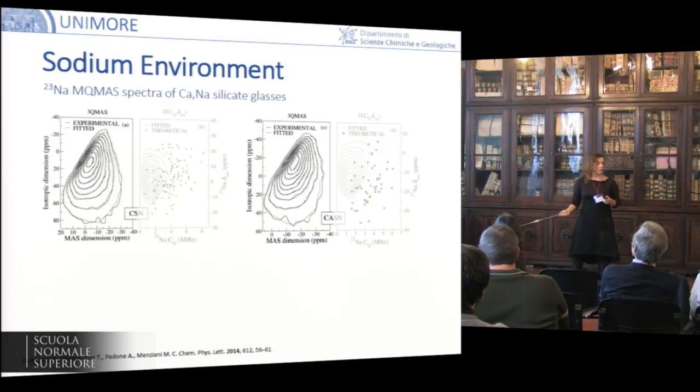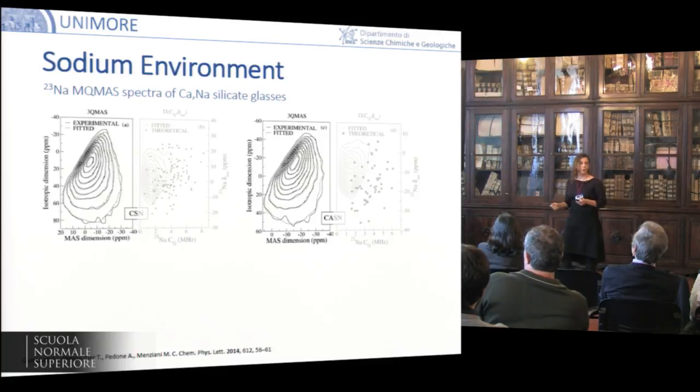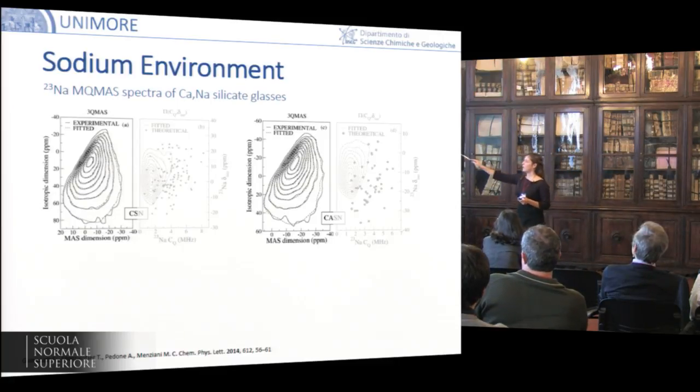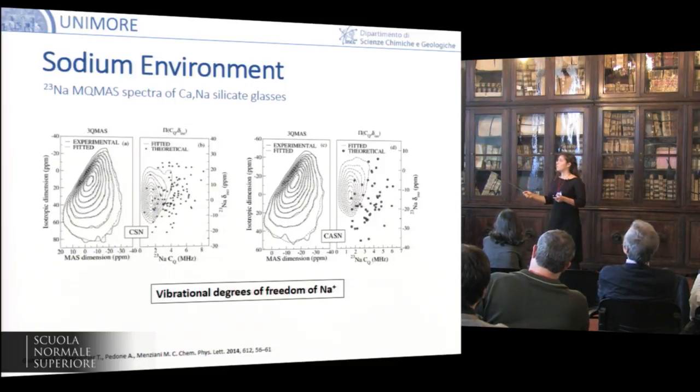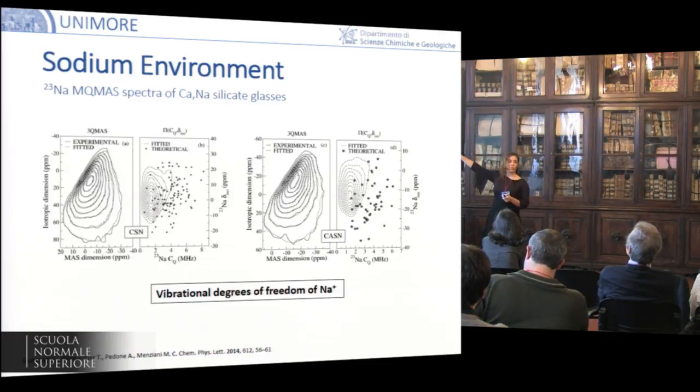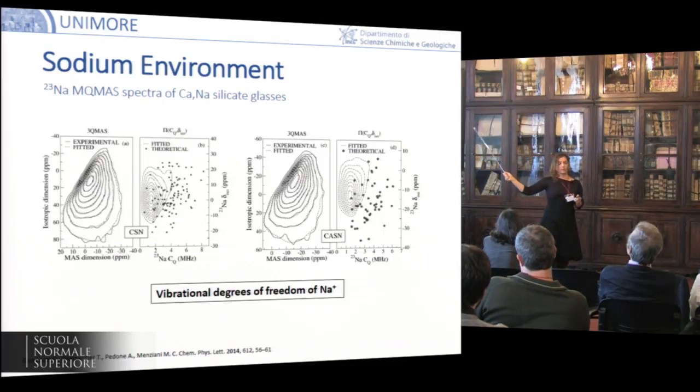And the approach we adopted here was very similar to the one I just showed you about calcium. In fact, as you can see here, there are the experimental spectra for the calcium-sodium silicate glass and for the calcium-sodium aluminosilicate glass. Again, for these two spectra, using an inversion fitting procedure, we tried to extract the distribution of quadrupolar coupling constant of sodium-23 and isotropic chemical shift. The experimental data are again the dashed lines, and then you see the dots. The dots are the theoretical counterpart. And as you can see, the overlap is not as encouraging as it was in the previous case. Why?